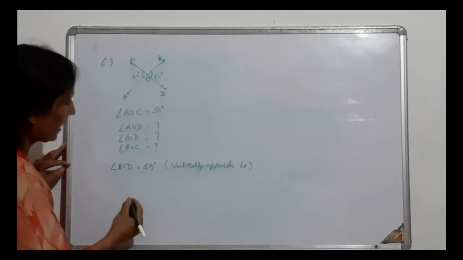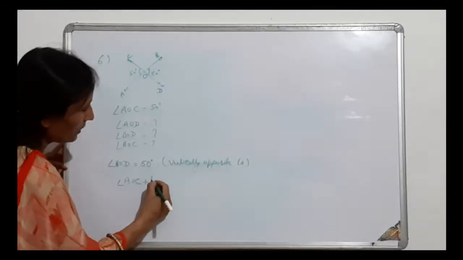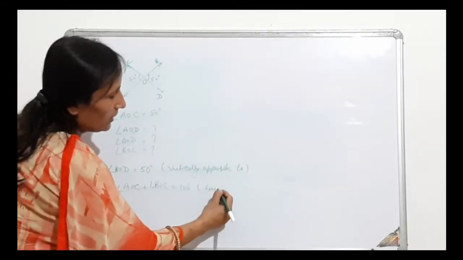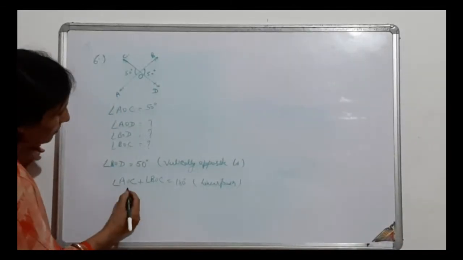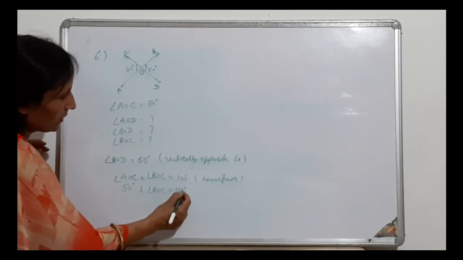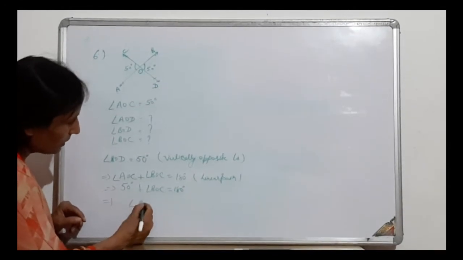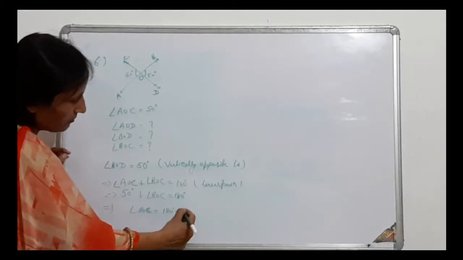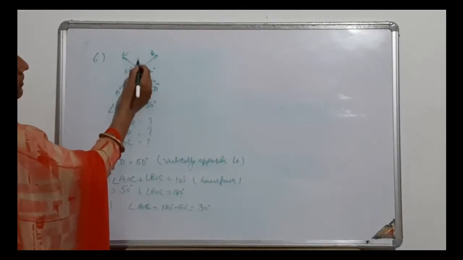So here angle AOC plus angle BOC is equal to 180 degrees, because here you can write linear pair. Now angle AOC is already given as 50 degrees, plus angle BOC is equal to 180 degrees. This implies angle BOC is equal to 180 minus 50, which is 130 degrees. So we got angle BOC is 130 degrees.